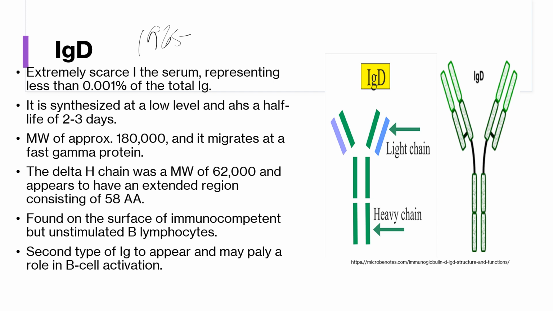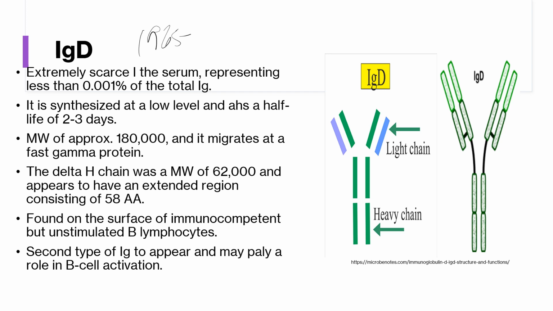Now, the molecule has a molecular weight of approximately 180,000, and it migrates as a fast gamma protein. Now, the delta heavy chain has a molecular weight of 62,000 and appears to have an extended hinge region consisting of 58 amino acids. Now, most of the IgD present is found on the surface of immunocompetent but unstimulated B cells or B lymphocytes. It is the second type of immunoglobulin to appear, IgM being the first, and it may play a role in B cell activation.